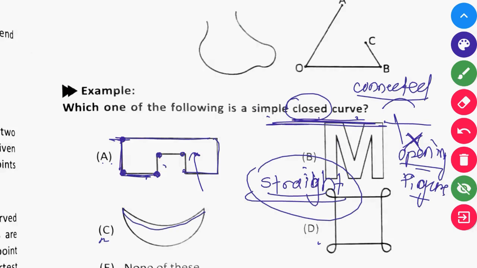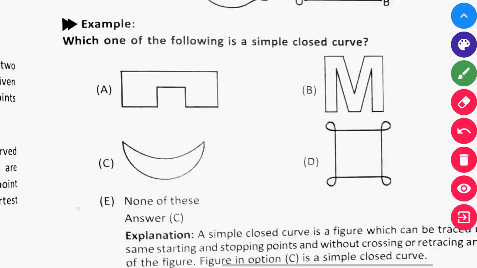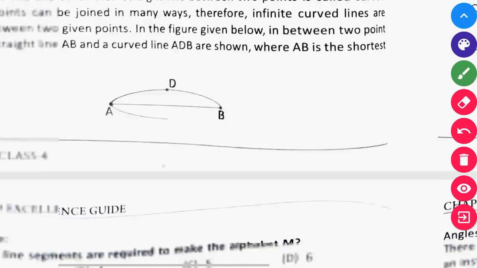So C is the option where two curve lines are joined together to make a closed curve. Okay, so our answer is option C.